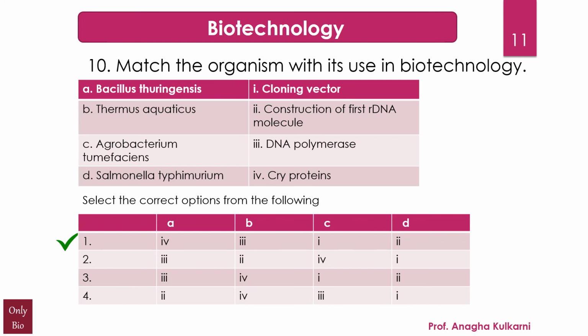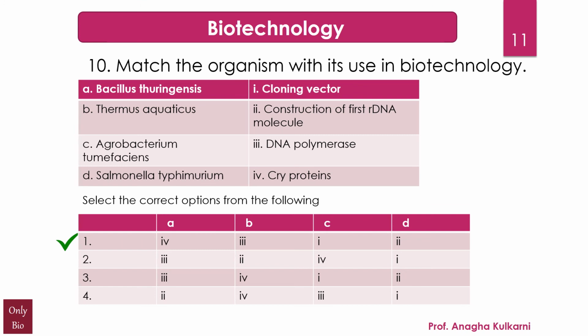They don't really have a negative effect on human beings or wildlife or pollinating agents and most of the other beneficial insects. This is the reason why these are used in organic farming. Now, what are cry proteins? It is a toxic crystal protein encoded by the cry gene, which is toxic to certain insects, and this is produced by Bacillus thuringiensis. That's the reason option A can be related with the fourth, that is cry proteins.